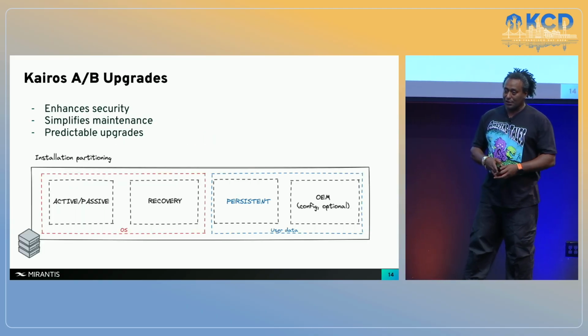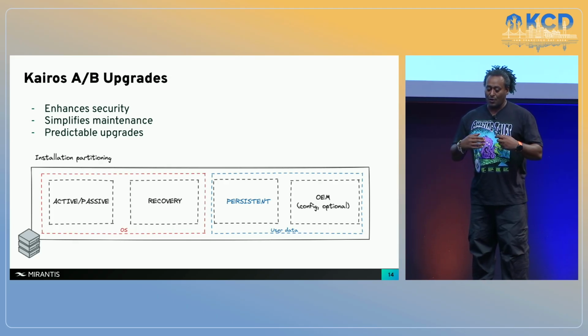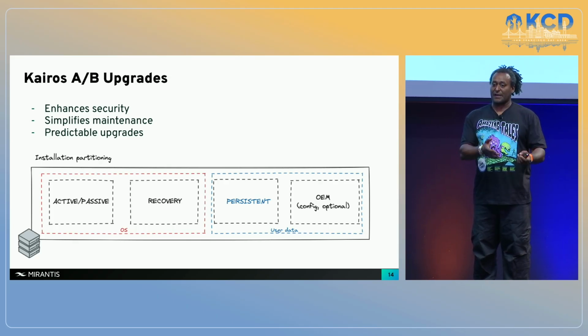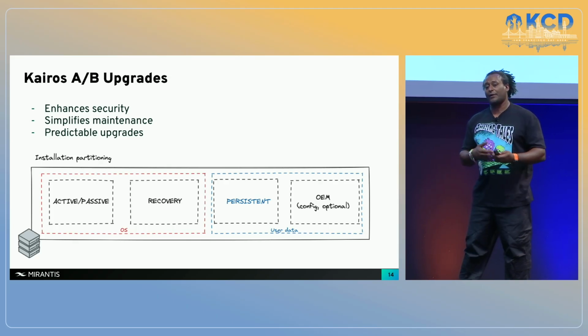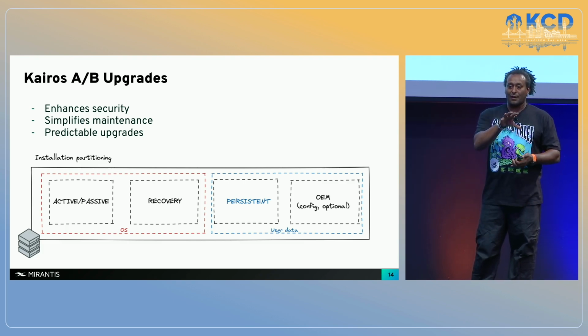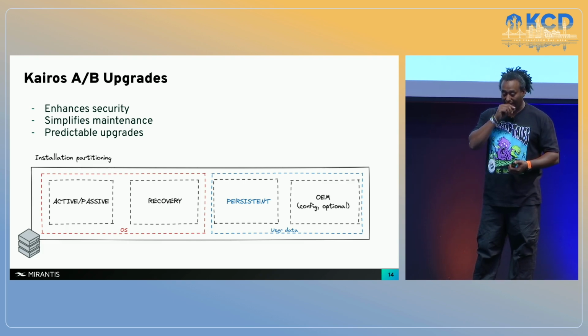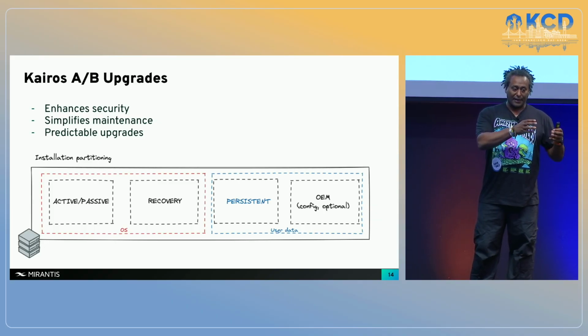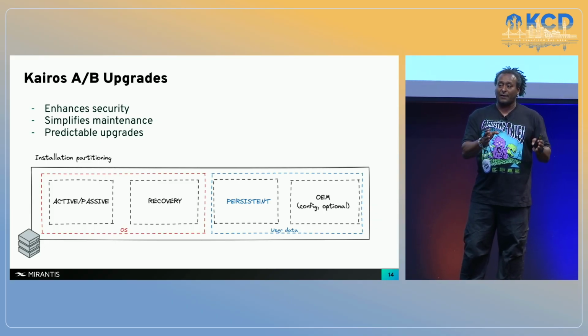The way it works, Kairos, once it's provisioned, the systems become immutable. However, we still need to handle upgrades, right? So if we go on site and we want to upgrade the software that is running in there, Kairos handles this with A/B upgrades.